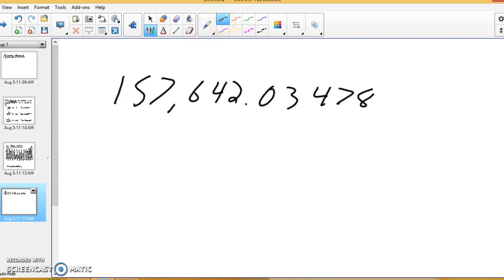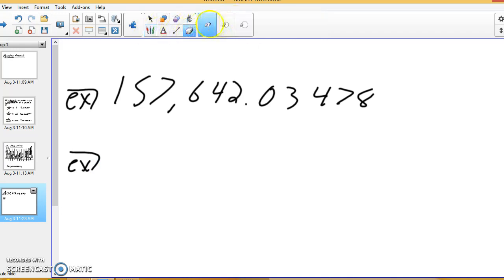So say we have this number and we want to round it to a nearest place value. So let's say we want to round it to the nearest hundredth. The way we do this is, first step is identify the hundredth digit. So if we're looking up here, we want to identify what number is sitting in the hundredth digit.